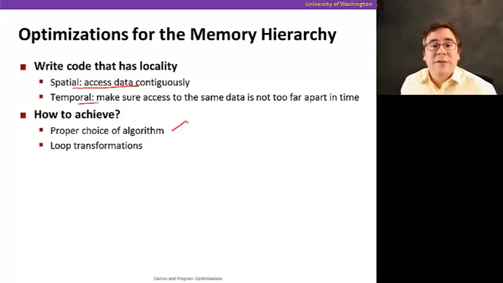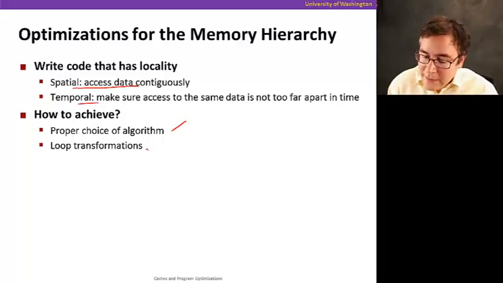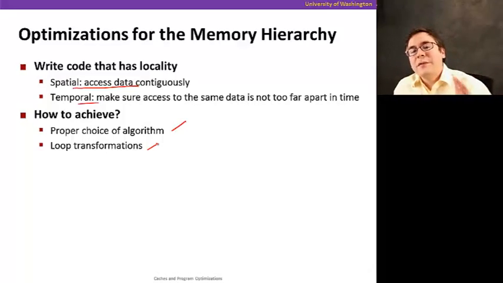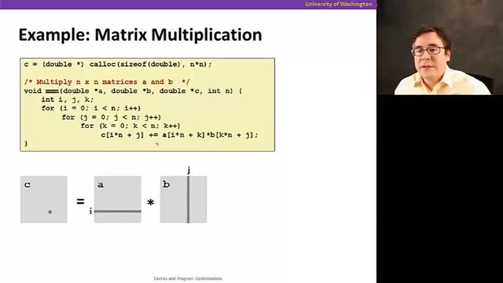Okay? And there are multiple ways of achieving that, but two basic ones. One is a proper choice of algorithm. Of course, the algorithm itself determines a lot of how the data is laid out and the order of the operations on the data. And the second one is loop transformations, how to reorder loops when you're traversing data structures. So let me give you an example that's going to showcase how important this is.